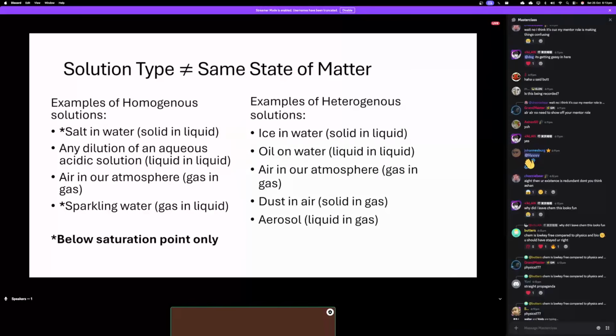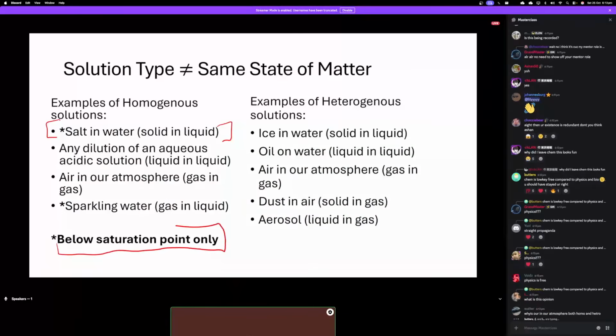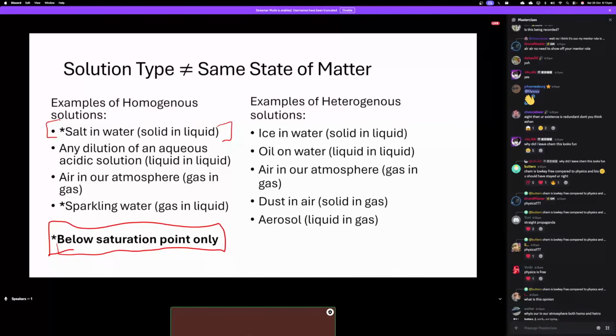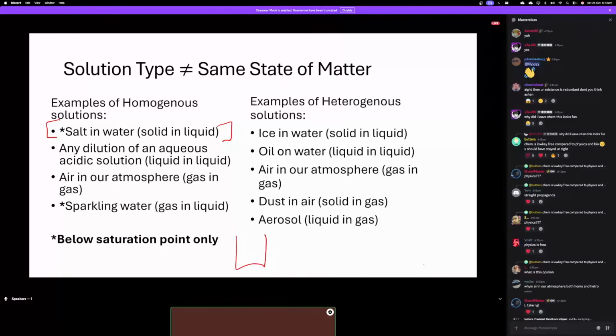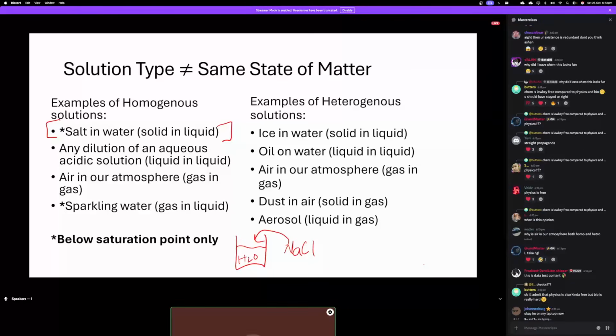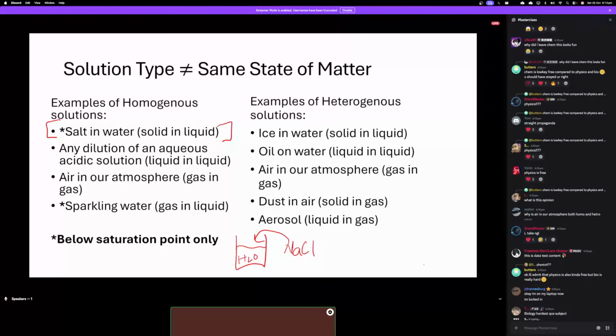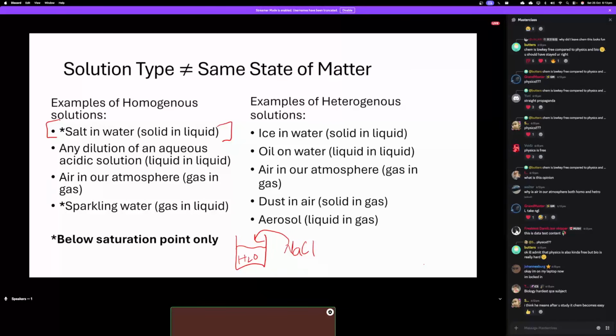An important thing to note is these are homogeneous if and only if they are below the saturation point. What is the saturation point? It is the point at which, when I'm dissolving something into a solution or a solvent, let's say I have H2O and I want to put in some sodium chloride. When I'm dissolving something like this, it is below the saturation point if it will dissolve. At a certain point, if I put in too much sodium chloride, then it will become saturated and I will no longer be able to put in more sodium chloride.